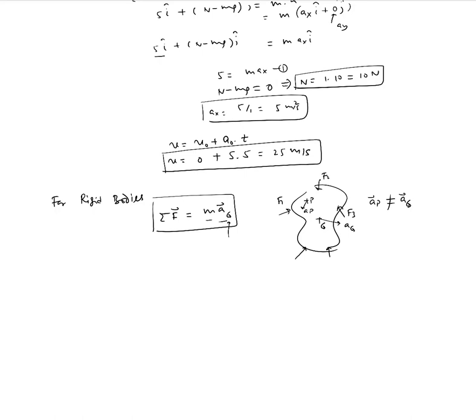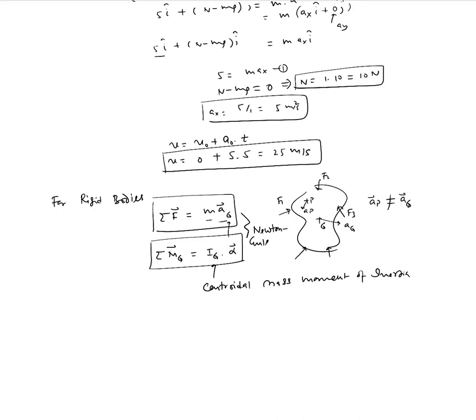But there is another fundamental equation that you actually need for rigid body motion, which is the sum of the moments about the center of mass is equal to what we call the centroidal mass moment of inertia, I_G, times the angular acceleration. So that's the other equation we need. I'm going to tell you a little bit more about centroidal mass moment of inertia in a minute, but these two equations together are called the Newton-Euler equations.